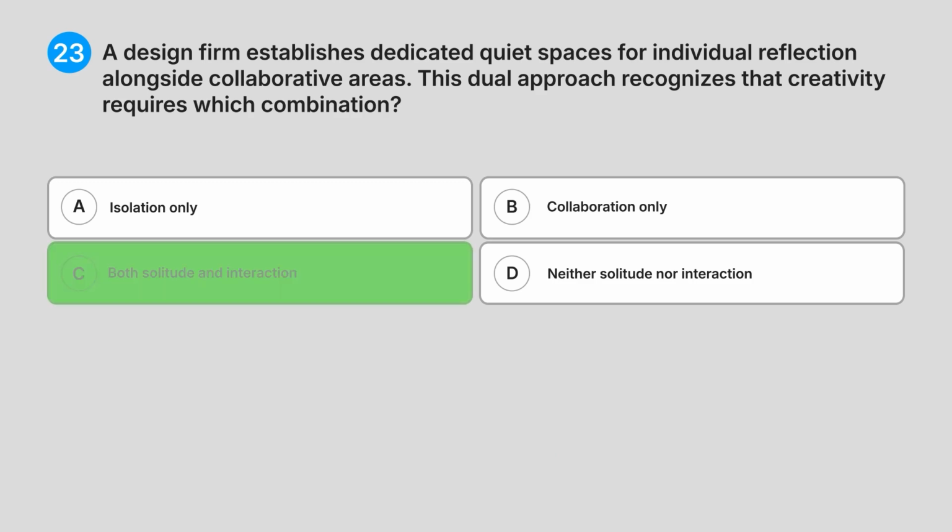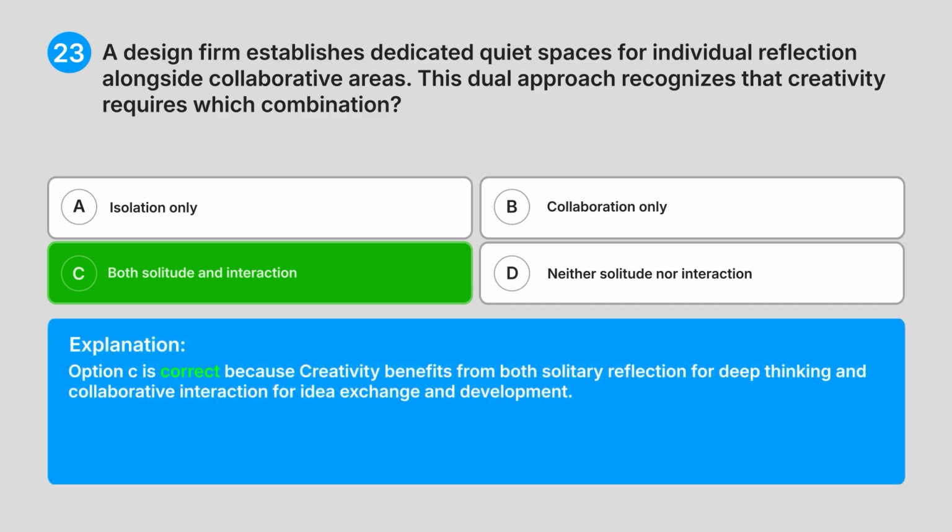Correct answer, C. Both solitude and interaction. Explanation. Option C is correct because creativity benefits from both solitary reflection for deep thinking and collaborative interaction for idea exchange and development.